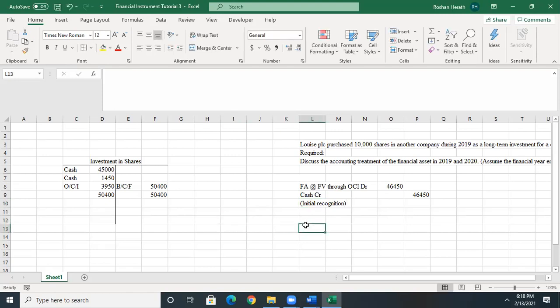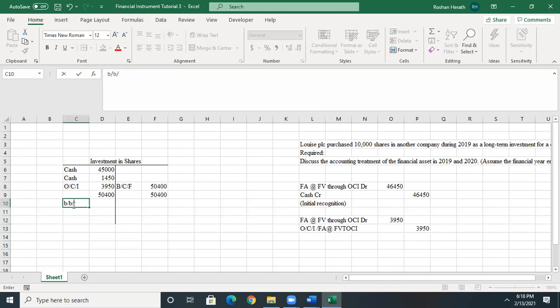Then it comes to the remeasurement. In that you can see that there was a gain. So you can take that. The debit entry goes to the financial asset at fair value through other comprehensive income, 3,950. So the credit entry must go to other comprehensive income, and you know that is the reserve, financial asset at fair value through other comprehensive income. So it will constitute a reserve as well. Then you can take that to the next reporting period, the balance brought forward, 50,400.